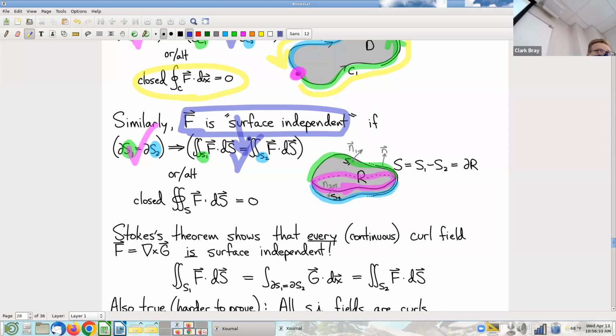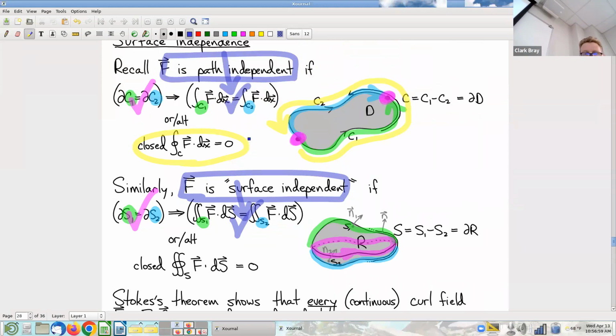That in certain circumstances, there are certain vector fields which, when the boundary curve is shared, the fluxes are always equal. It doesn't matter which surface you pick. The flux is independent of the surface. Surface independence, a very natural choice of words there. Okay. All right. So again, now notice the color pattern.